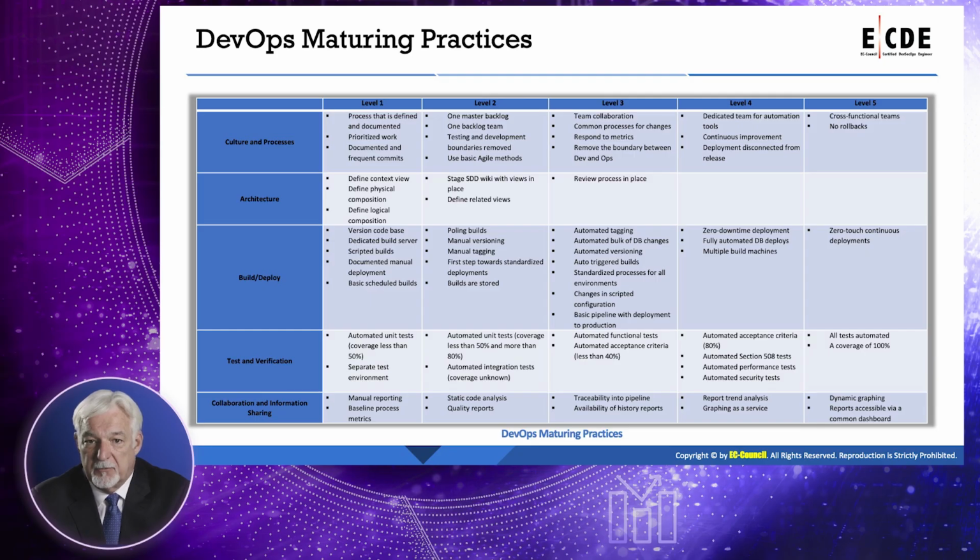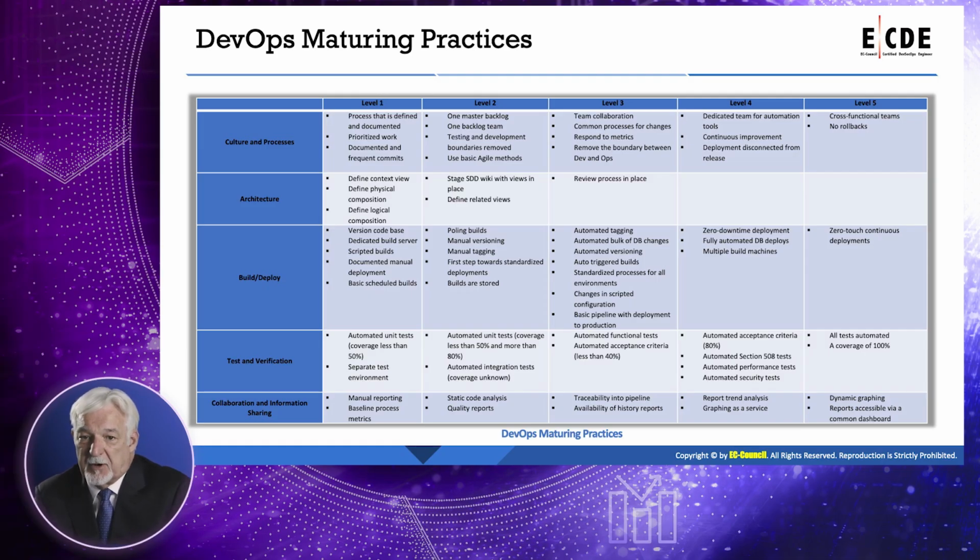For build deploy, a level 1 would be a version code base or a dedicated build server, scripted builds, documented but manual deployments, and basic scheduled builds. If we move into a level 2, we're looking at polling builds, manual versioning, manual tagging, first steps towards standardized deployments where we're doing everything in a very standardized process. And the builds are stored somewhere. As we get into level 3, we see automatic tags or automated bulk of database changes, versioning, and triggered builds are being automated at this point.